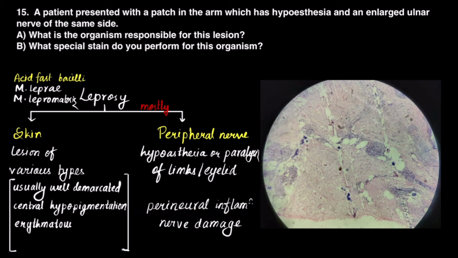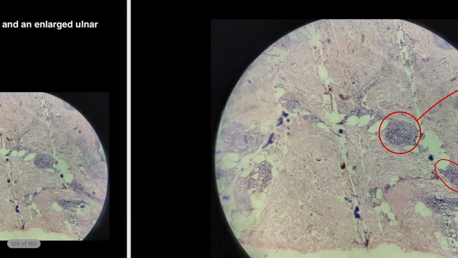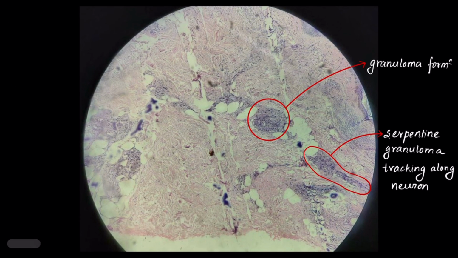In peripheral nerves, damage occurs which leads to hypoesthesia or paralysis of limbs or eyelid. Perineural inflammation occurs and the nerve might be damaged completely. Under microscopy of the patch or lesion, this is what we can see. There is granuloma formation, and some of these granulomas move in a snake-like pattern, encircling or surrounding a neuron. There is a neuron here, and the granuloma surrounds the neuron and flows along with it.